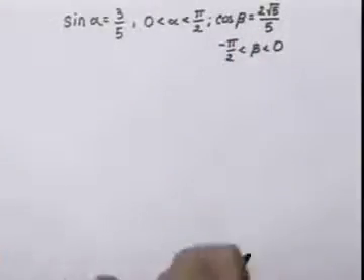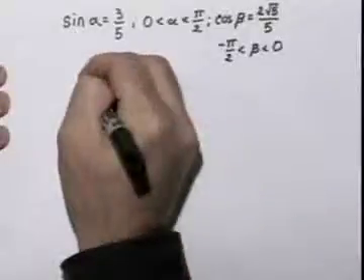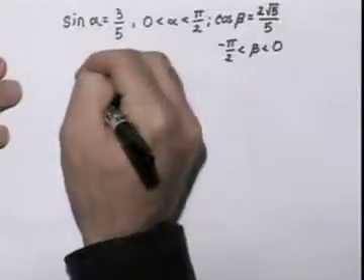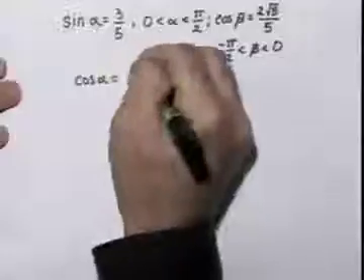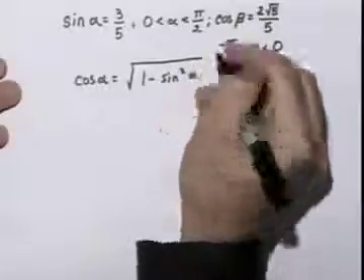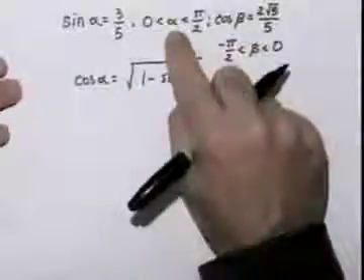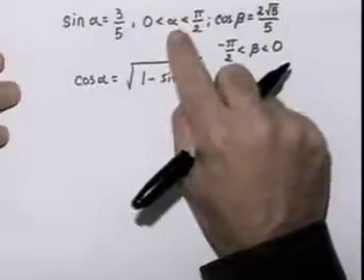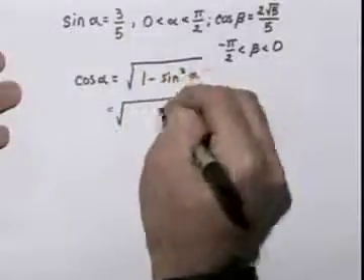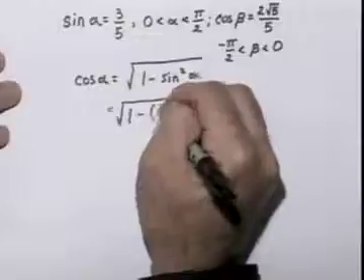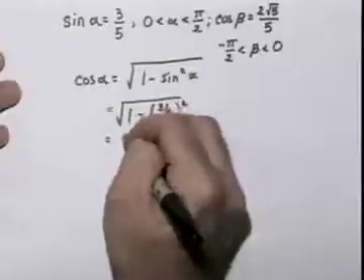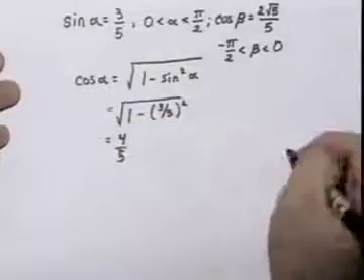To find the cosine of alpha, I'm going to use the fact that sine squared of alpha plus cosine squared of alpha equals 1. Or cosine of alpha is the positive square root of 1 minus sine squared of alpha. Why the positive square root? Because the terminal side of alpha is in quadrant 1, where the cosine function is positive. So I get that equals the square root of 1 minus 3/5 quantity squared. And if I work this all out, I get that the cosine of alpha is 4/5.